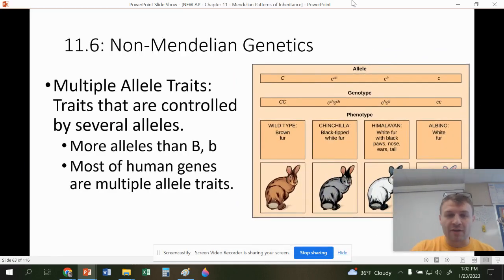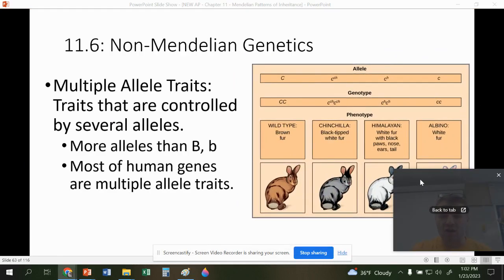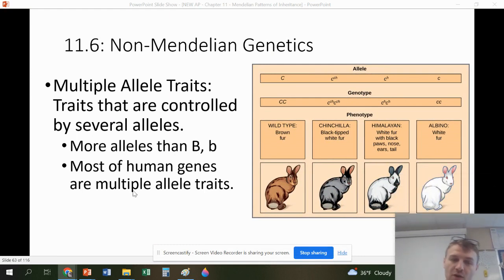Multiple allele traits. This is a very interesting portion of genetics. I'd like to start off with this because this applies to most of human genetics or most human genes, where there's not just going to be a simple big B, little b. There's not only two alleles. There's going to be multiple alleles. These are traits that have multiple alleles. So it's not just big B, little b. There are many different kinds of alleles.